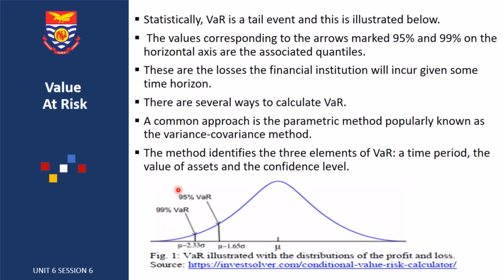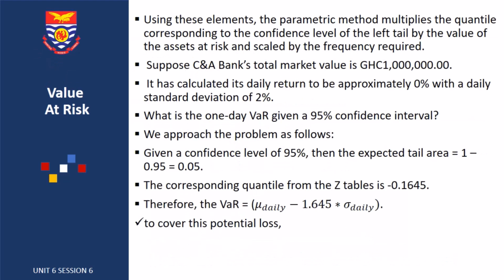A common approach is the parametric method, which is popularly known as the variance-covariance method. This method identifies the three elements of VaR, that is the time period, the value of assets, and the confidence level. We will consider this in our next slide. Using the variance-covariance or parametric method, we simply multiply the quantile corresponding to the confidence level of the left tail, which could be 95% or 99%, and which was estimated earlier, by the value of the asset at risk, and scale this by the frequency required.